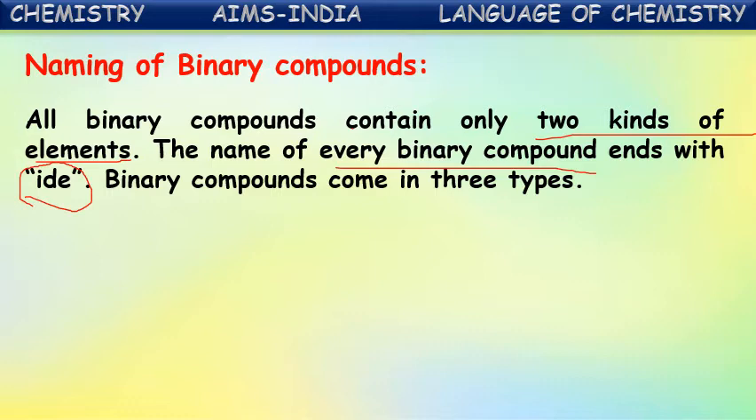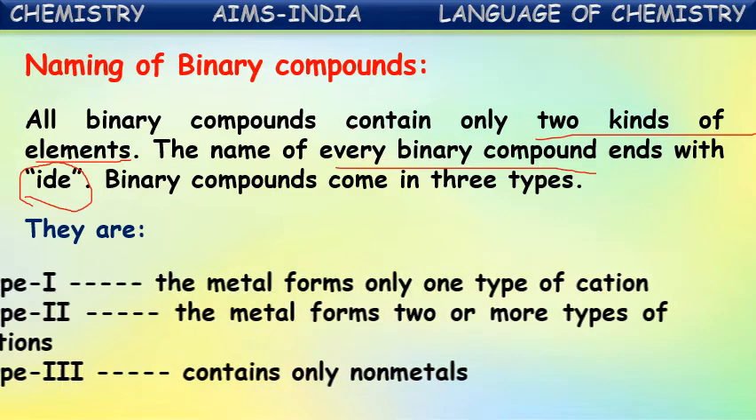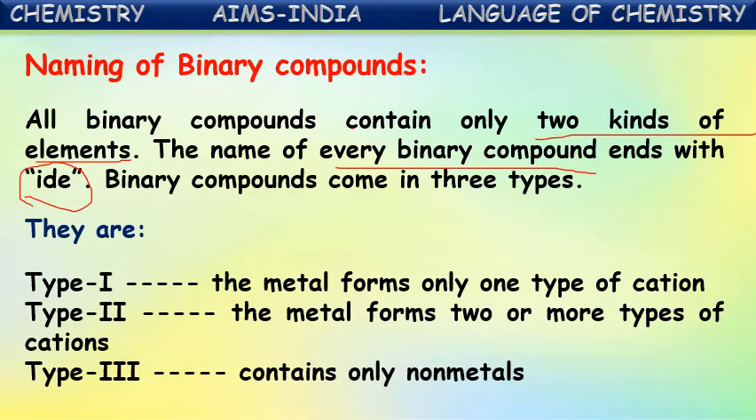See, binary compounds come in three types. Again, there is a classification in binary compounds. Let us see what those are. There are three types: type 1, type 2 and type 3. What is type 1? The metal forms only one type of cation. Type 2: the metal forms two or more types of cations. Type 3 contains only non-metals.